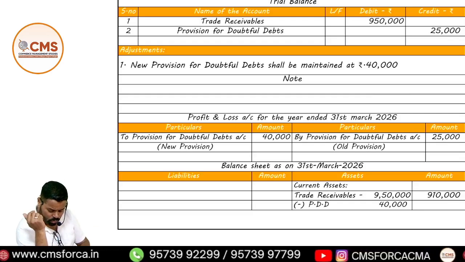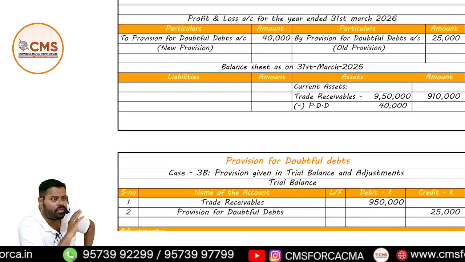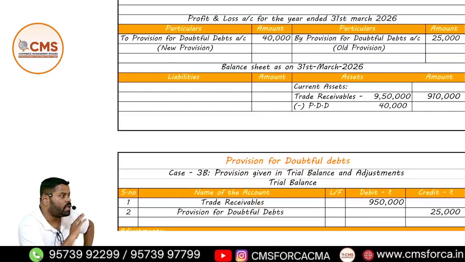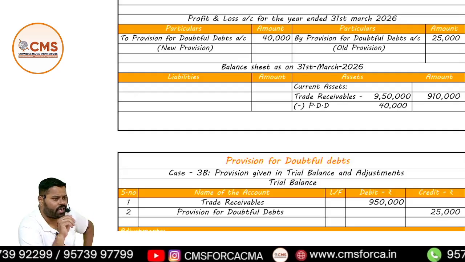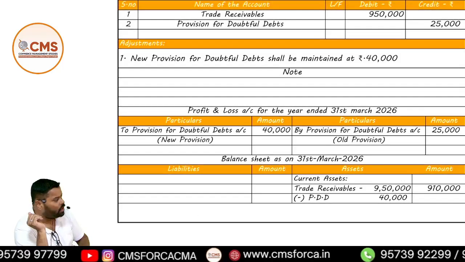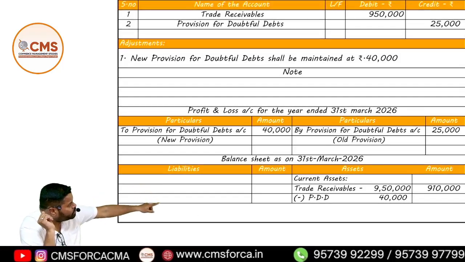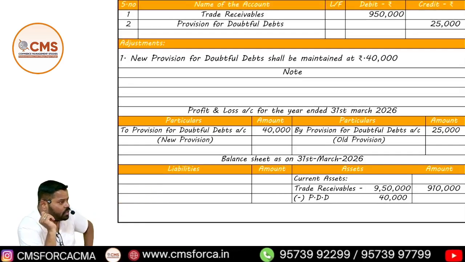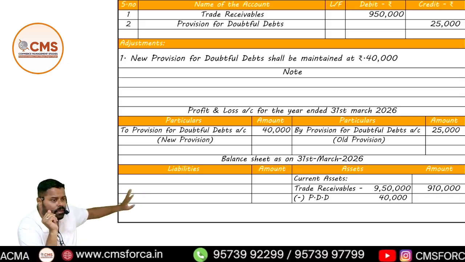Now, how do I show? This will change, okay? This is what we call as intermediate level. That is +1, +2. They will say that for ease of your understanding, because you will be too young to understand at that time. What is that they will say? Take the old provision from your trial balance and write it in your P&L account on the credit side. And whatever new provision is there, you write it on the debit side.